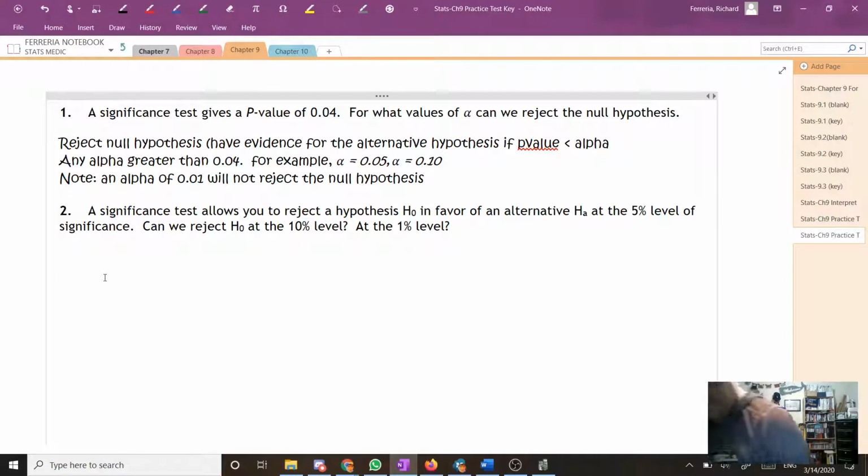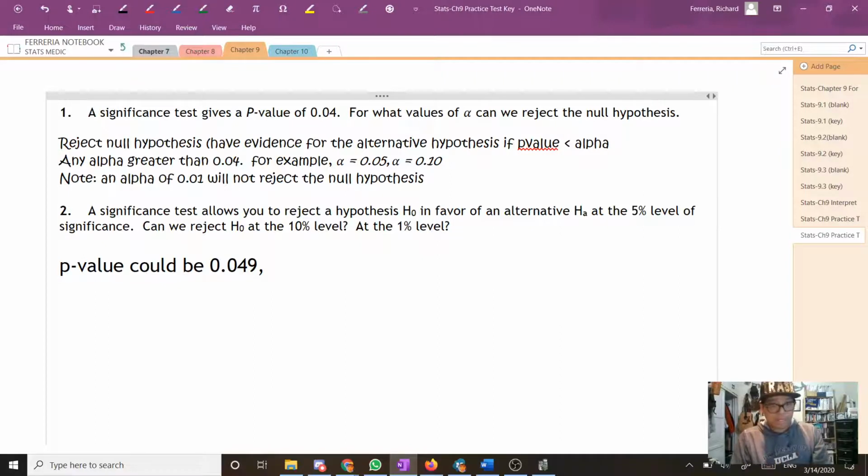So here the idea is it's kind of vague because you don't really know what your p-value is. So the p-value could be, let's start with that, well, we know that the p-value is less than 5%, so it could be 0.049. Right, that's less than 5%. It could be 0.04, 0.02, 0.01, 0.003. Any of those could be our p-value.